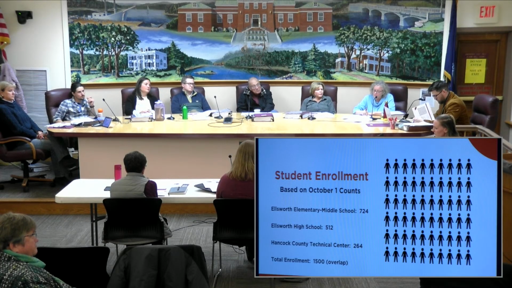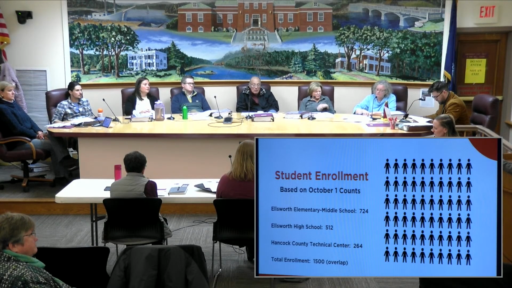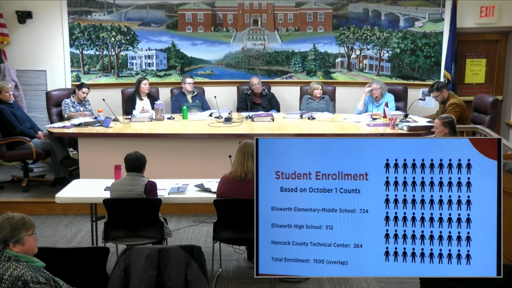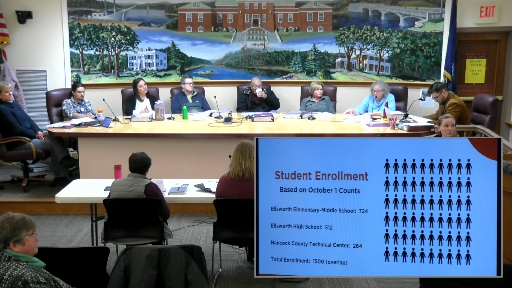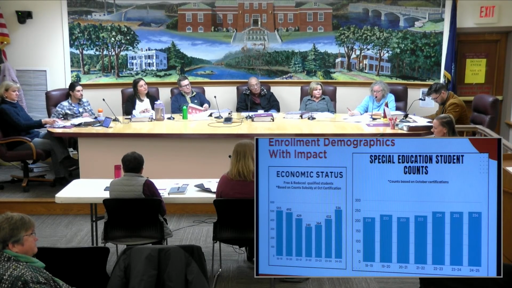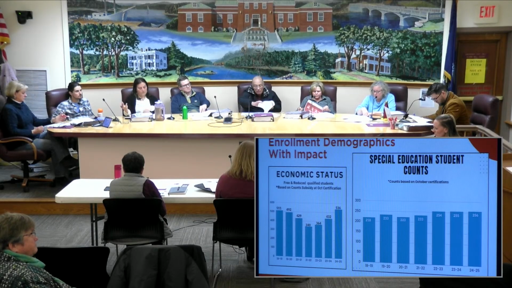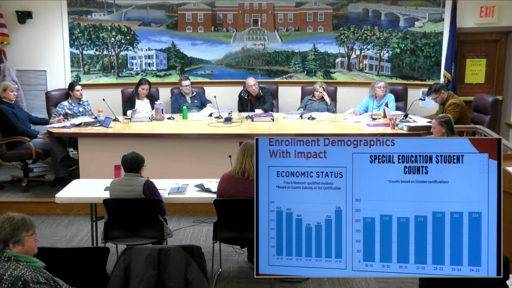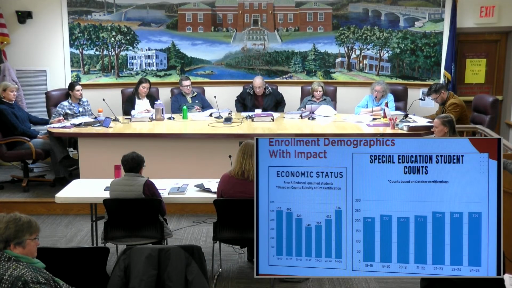So total right now, again, this does not include adult education, we are at 1,500. The reason why it says overlap is because some of those students that are captured in the HCTC count also attend Ellsworth High School. Okay? We think it's really important for people to understand the complexities that Ellsworth is currently facing, as it is dramatically different and has become more challenging over the last couple of years.